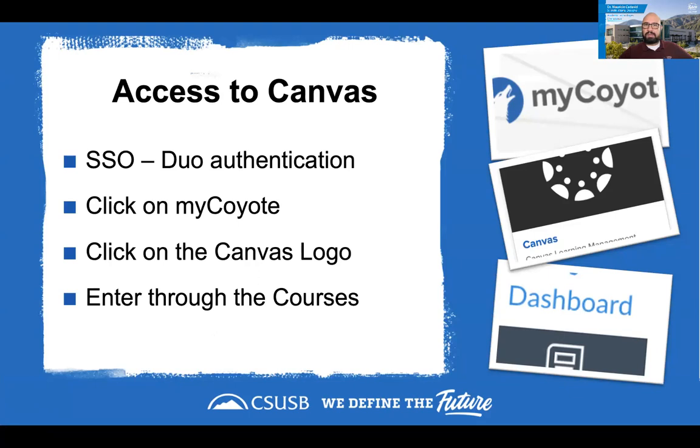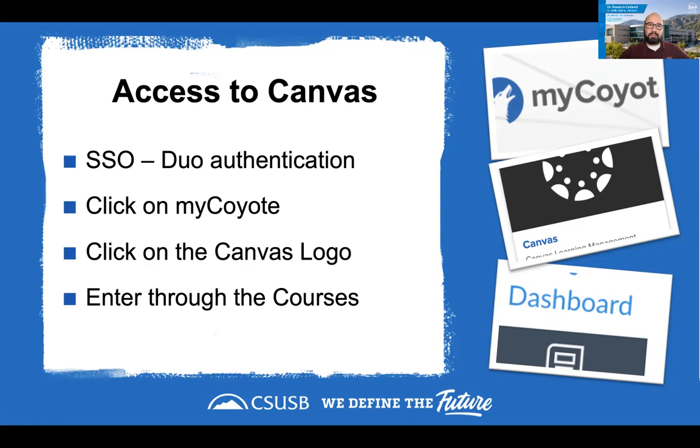To access Canvas, like you're going to do for any other services for the campus, you're going to go through your My Coyote website, which means that you're going to have to do your single sign-on, which is the dual authentication. You have to make sure that you do that, because even if you try to access Canvas outside of My Coyote, it is always going to take you into the single sign-on for the university.